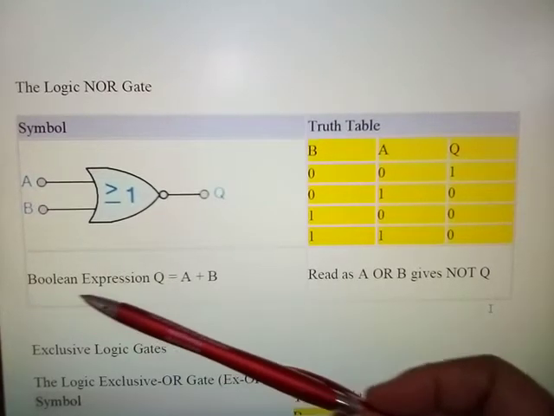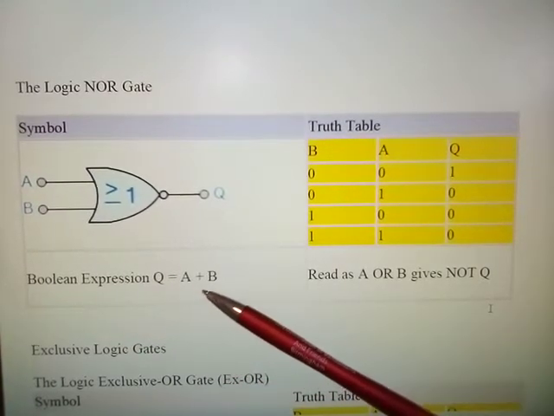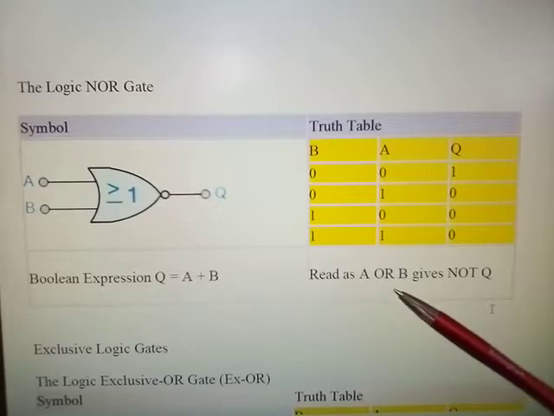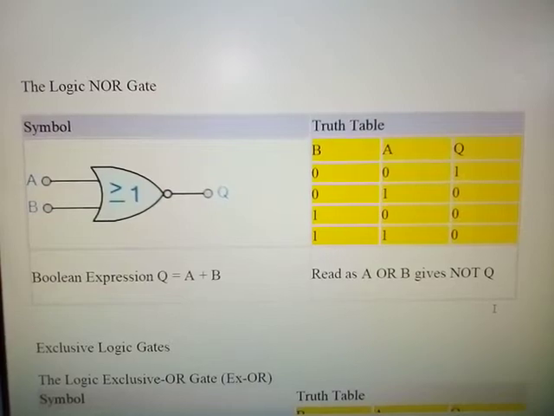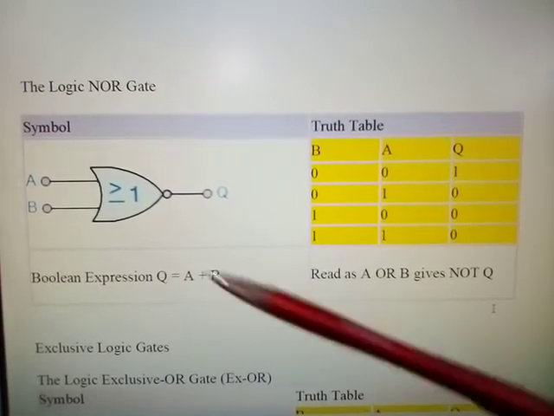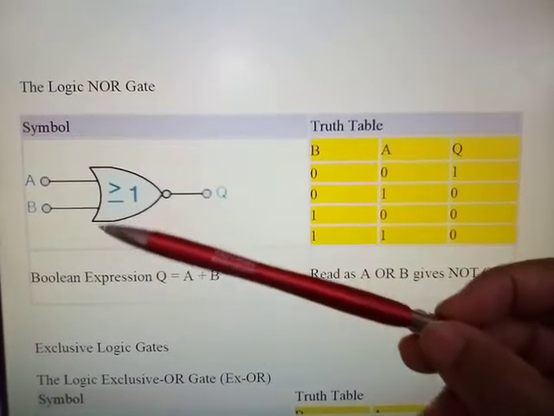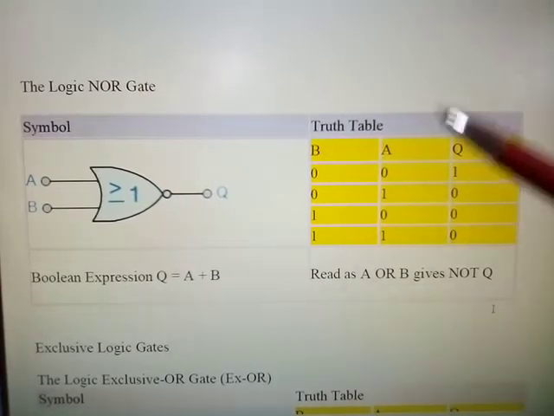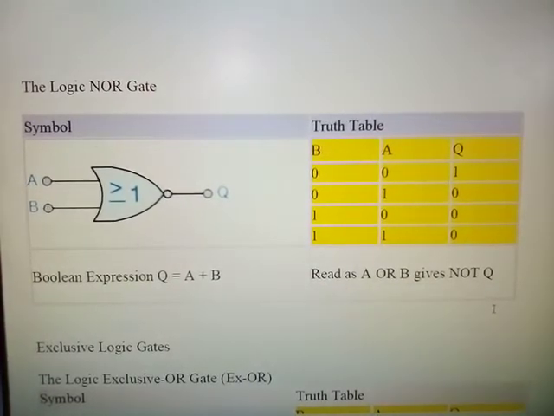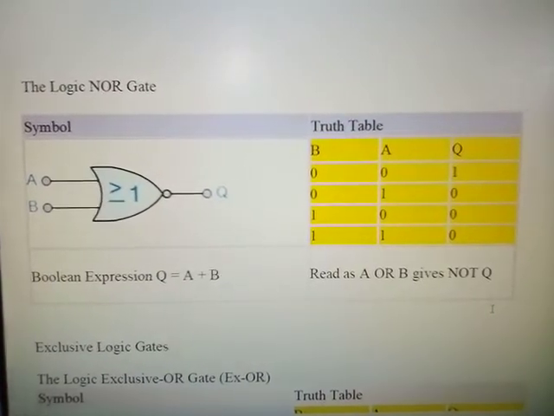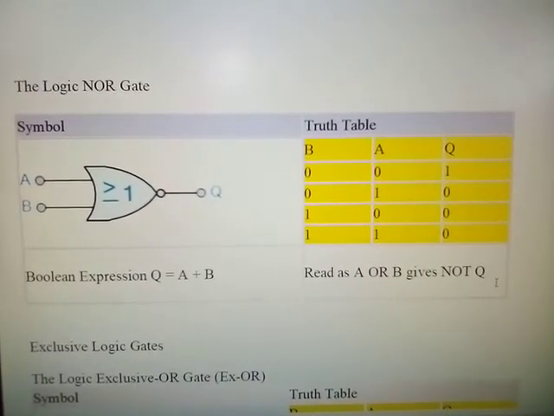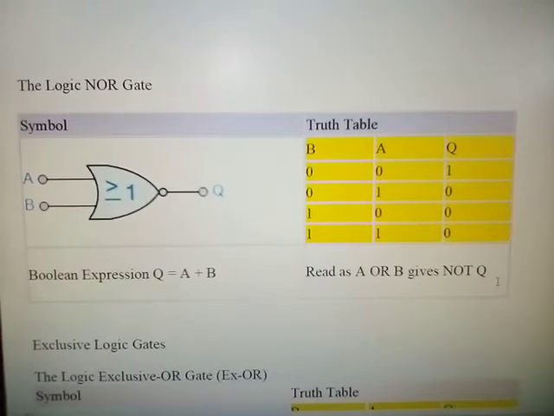Now again, the Boolean expression here is Q equals A or B, read as A or B gives not Q. Again, similarly, you would have read that earlier at another stage. Okay, but there's a link between them. But remember that this is the Logic NOR gate. Don't get confused with the previously mentioned work. Read the information, write it out for yourself, draw out the truth tables, get familiar with what you've been asked.